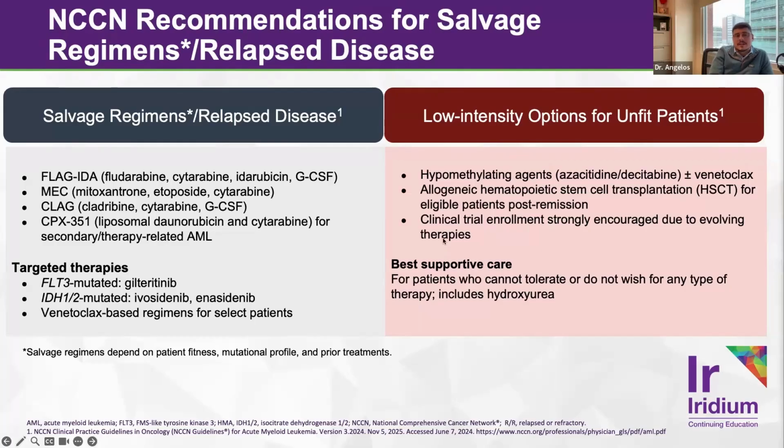It is possible you can consider single agent gemtuzumab. There's also technically an FDA approval and in the NCCN guidelines to give a combination, which is a hedgehog inhibitor called glasdegib in combination with low-dose cytarabine. Unfortunately, the reality is that the rates of remission for both of these strategies are quite low, generally less than 20%. But if patients are interested in something, that would be a reasonable standard of care option to go after.